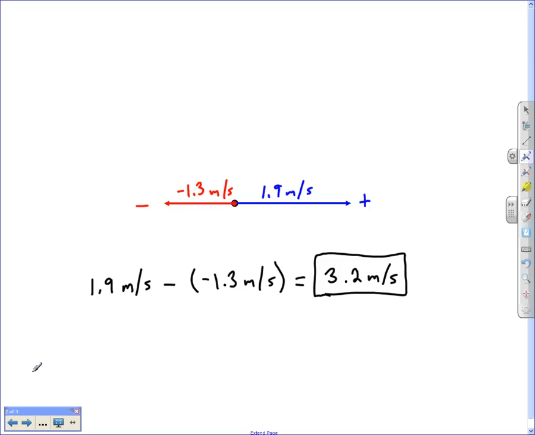Also, the answer is positive, and the answer should be positive because the question is in which direction is the man traveling relative to the child. The man is traveling in the positive direction, has always been traveling in the positive direction. Therefore, the answer should be positive. So this answer does make sense. It fits all of the criteria. Rationally it makes sense, logically it makes sense, and mathematically it makes sense. So this was the answer to problem number 1.